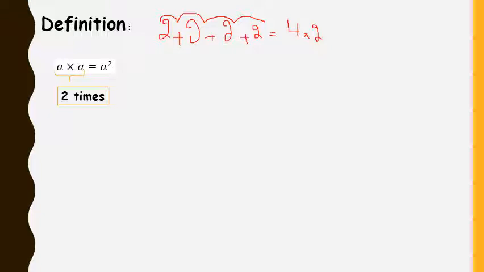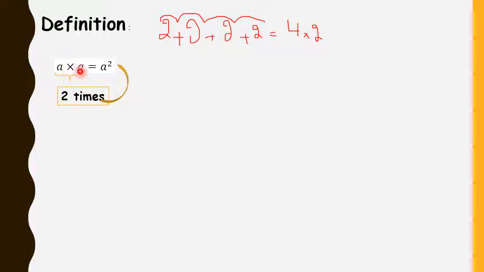Here, when we say A times A, I have to write A and how many times it's repeated. Since it's repeated 2 times, I write to the power 2. Power is a way to represent a repeated multiplication. As we say, multiplication is repeated addition. Now repeated multiplication is expressed in form of powers.